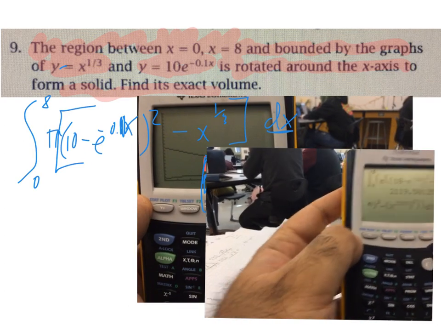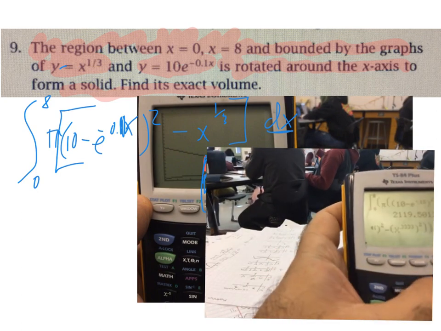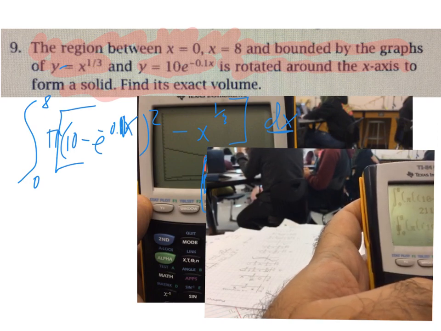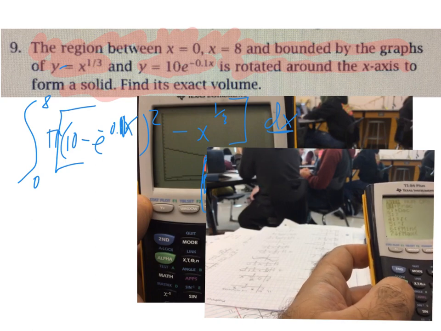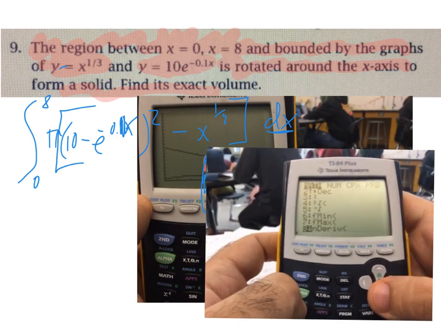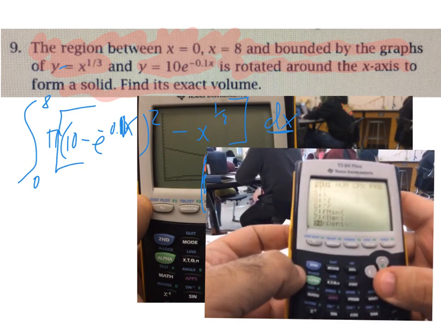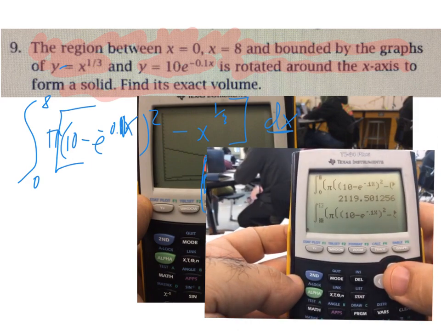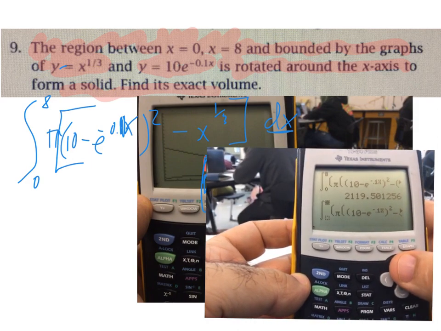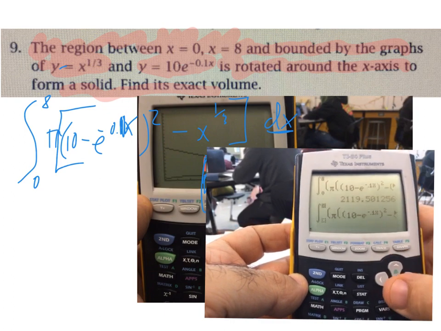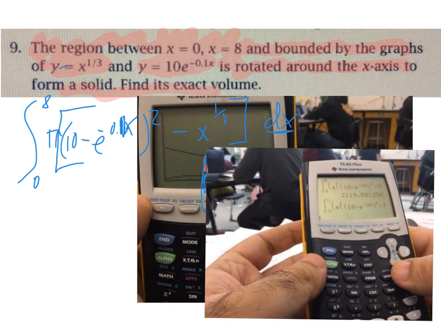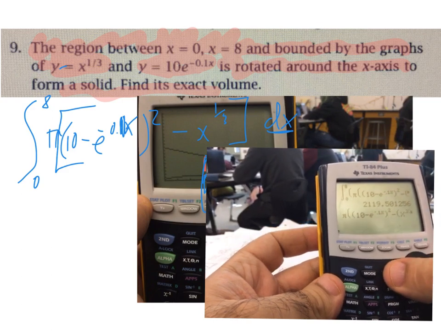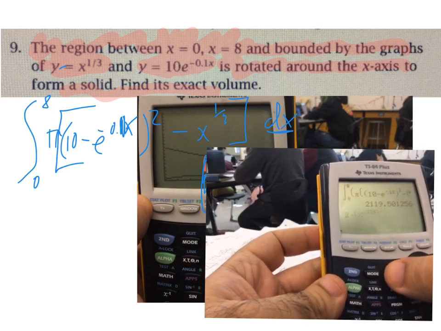Alrighty, so let's do this. I actually already plugged it in, but let me talk about what I plugged in. I ended up getting 2,119. When you go to the math button, there's an integrate section right there. You press this, and it pops up a brand new integral that you get to make. I kind of messed some up, so I'm going to delete all this.